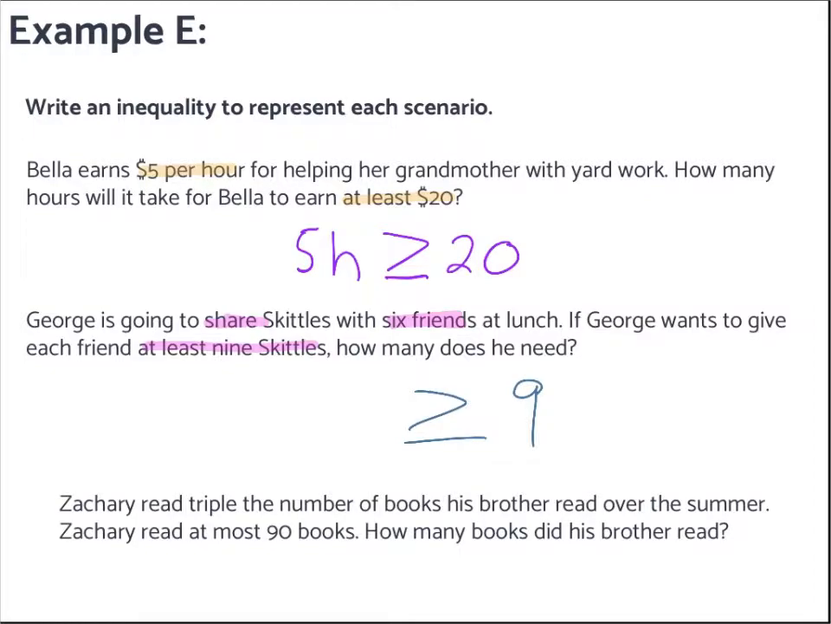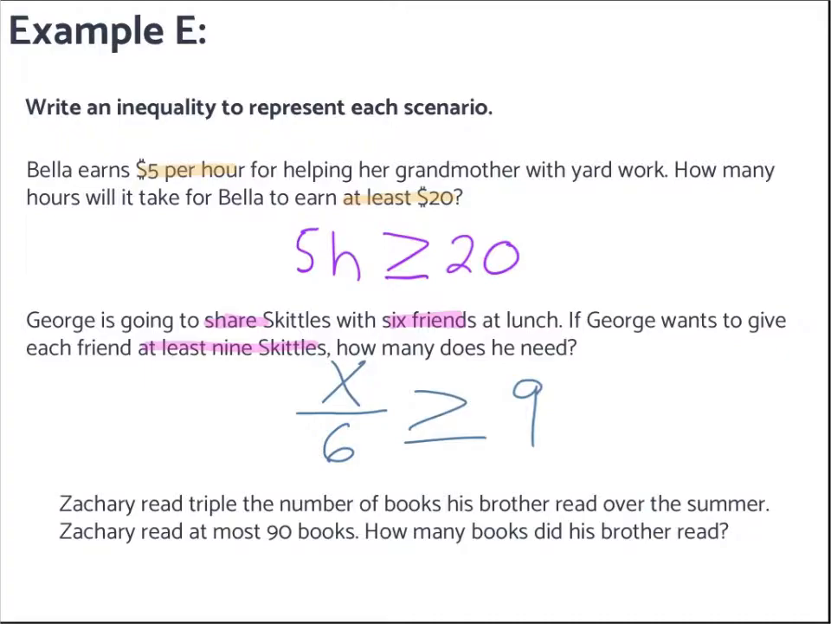So he's going to be dividing this number by 6. We don't know what that number is, so in this case I'm going to use x. And since we're going to be dividing it among 6 friends, we're going to have x divided by 6. So we don't know how many Skittles there are. That's going to be x divided by the 6 friends. And we know that that number has to be greater than or equal to 9 because he wants everybody to have at least 9 Skittles.